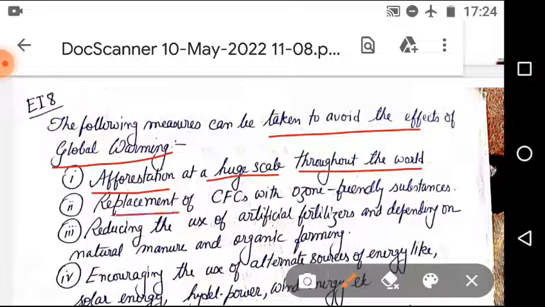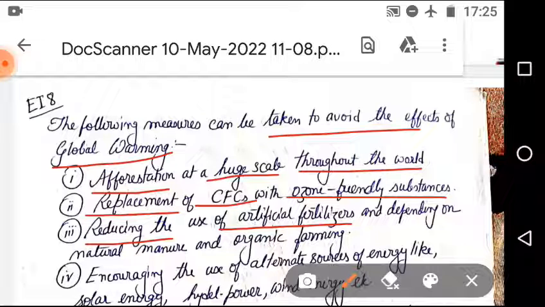Replacement of CFC with ozone friendly substances. We have to minimize the use of CFC gas. Normally CFCs are used as refrigerants in refrigerators and ACs. So we have to replace chlorofluorocarbons, or CFCs, with ozone friendly substances, reduce the use of artificial fertilizers, and depend on natural manure and organic farming.